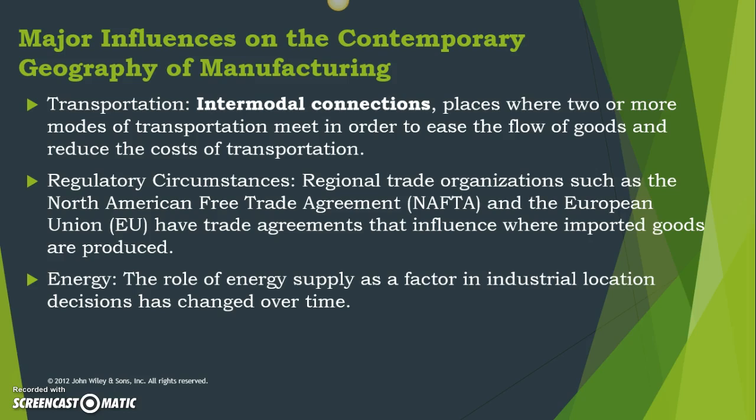The other thing you have to look at when talking about contemporary manufacturing is the role of energy and the ability to get the energy that you need, right? And the role of energy as a supply factor in industrial location decisions has really kind of changed over time. Energy in the U.S. is ubiquitous. It's not a factor in industrial location here. Everybody can get the energy they need anywhere in the country.